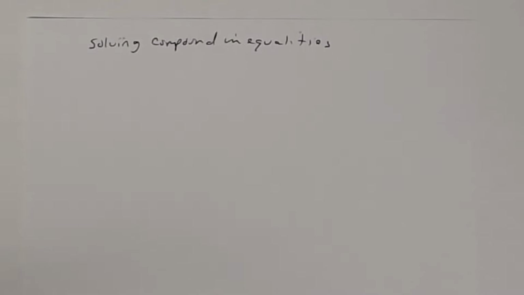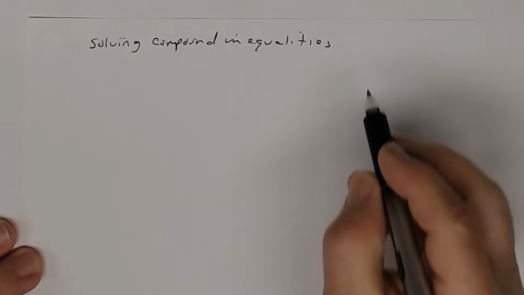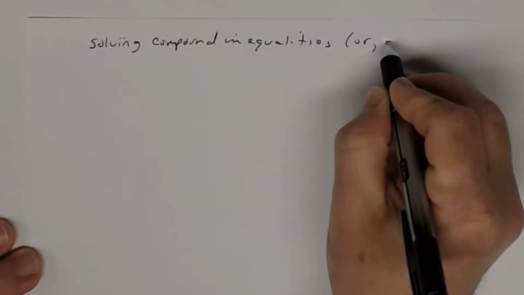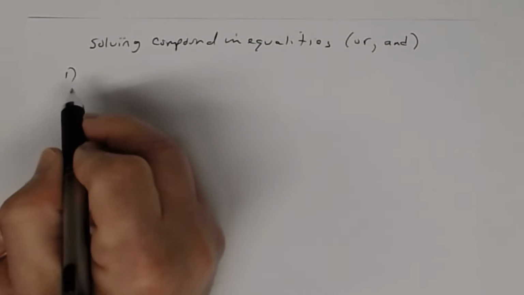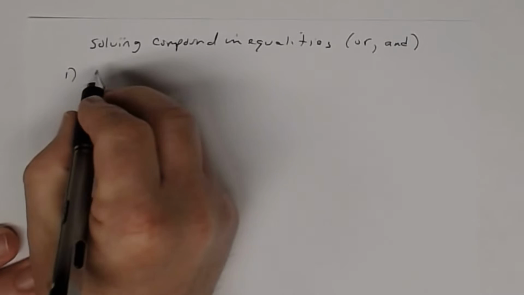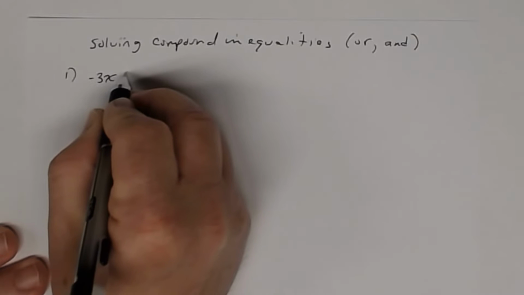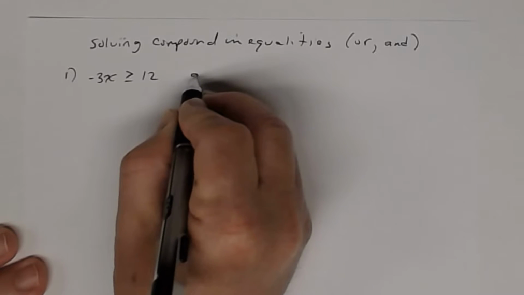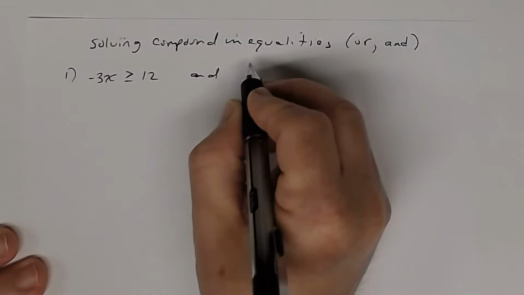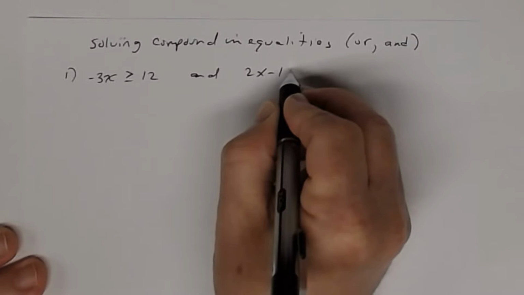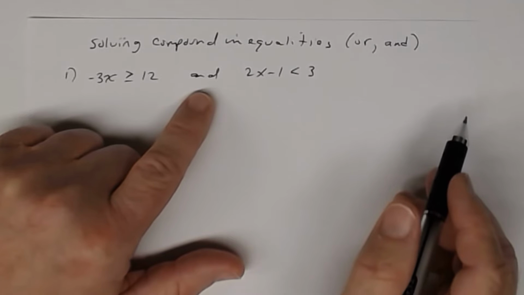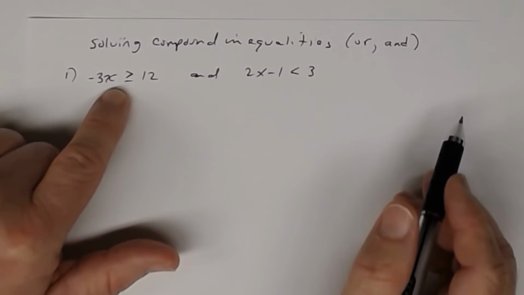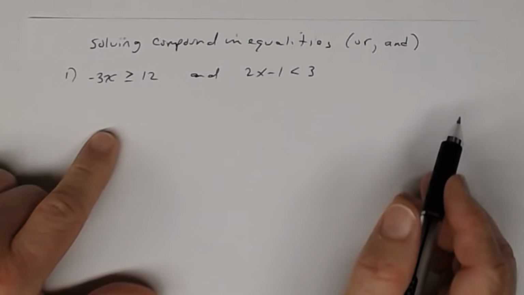All right, so this is a continuation of our lesson on solving compound inequalities with the word "or" or the word "and". Let's look at number one to get started. We have negative 3x is greater than or equal to 12, and, notice the word and, 2x minus 1 is less than 3.